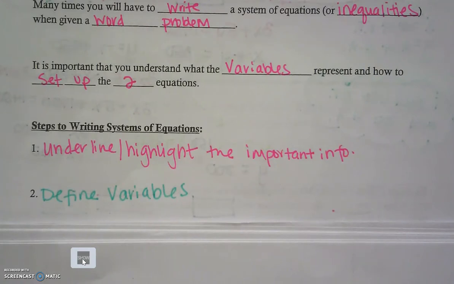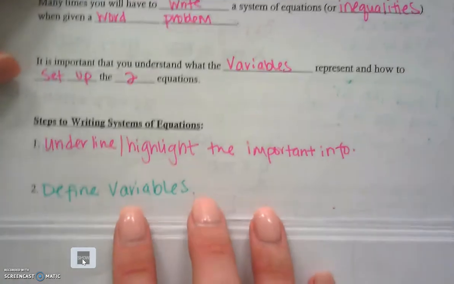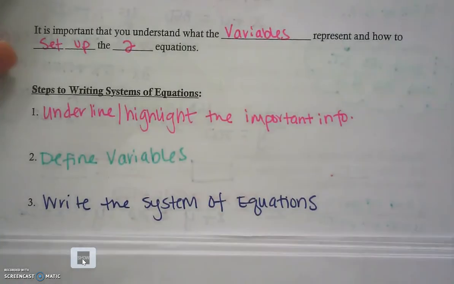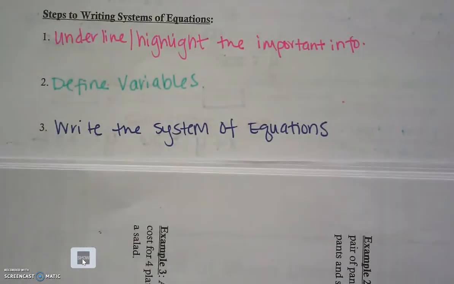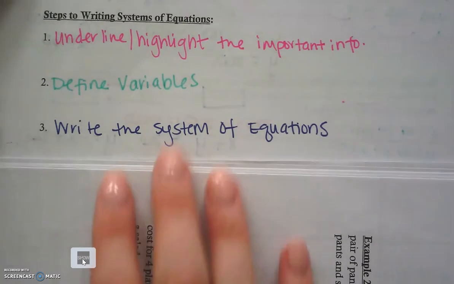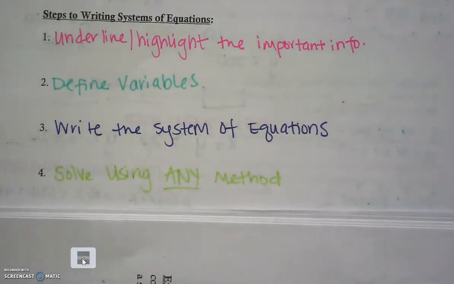Once we know what's important and we know what our variables mean, we're going to write that system of equations. Remember, a system of equations includes two equations, so you should always have two things written. We're then going to solve using any method. So you could solve by graphing, you could solve by substitution, or you could solve by elimination. Most oftentimes you'll solve these word problems by substitution or elimination.